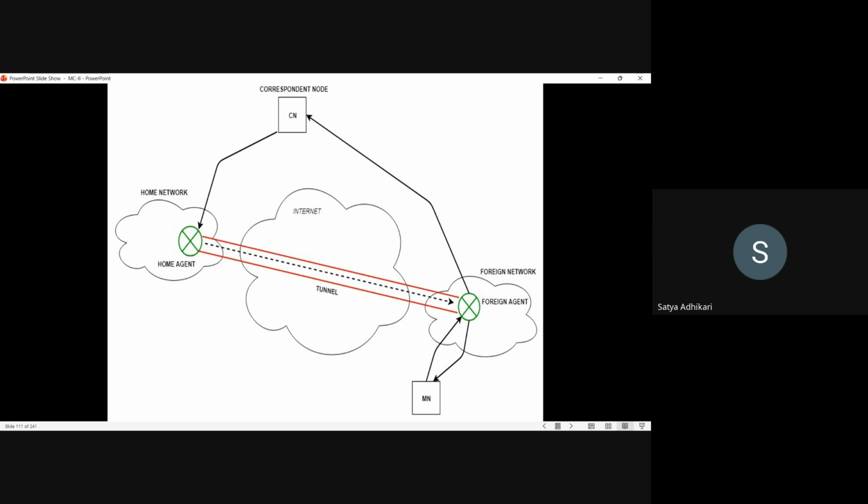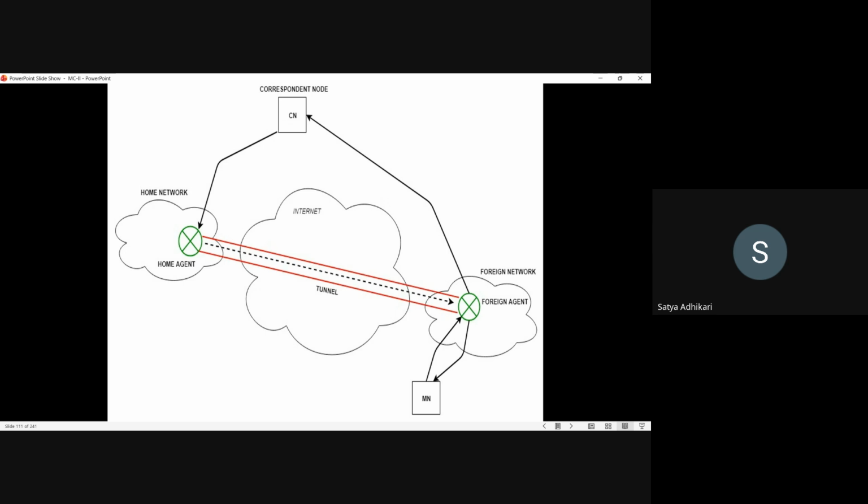If it was in the home network, there is no problem. Any data coming from the correspondent node reaches the home agent, and the home agent directly delivers data to the mobile node. But the problem is the mobile node now belongs to the foreign network. There is a registration between the foreign agent and home agent, and the home agent gets a new address of the mobile node, that is called the care of address.